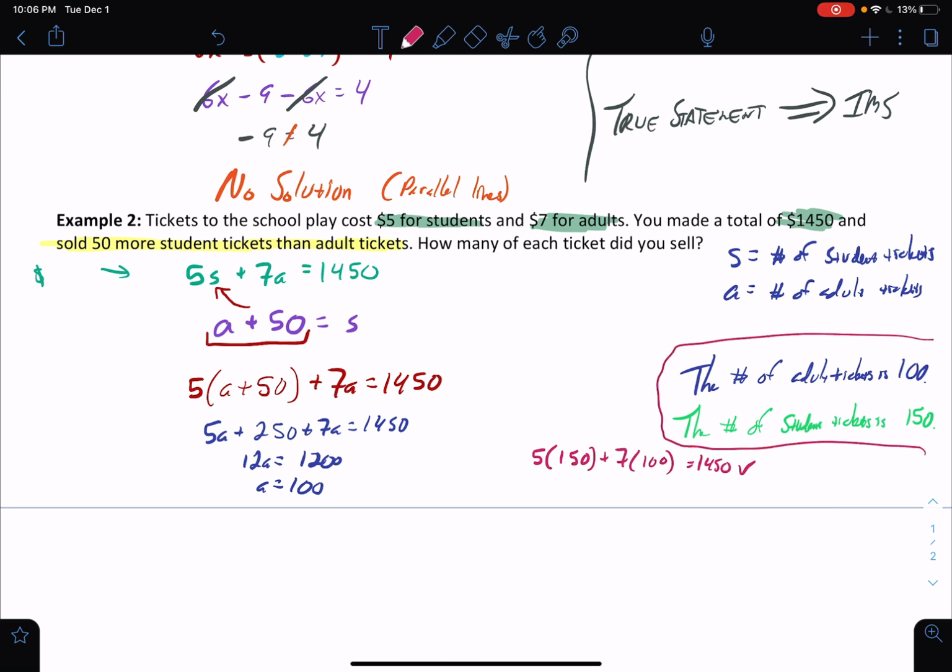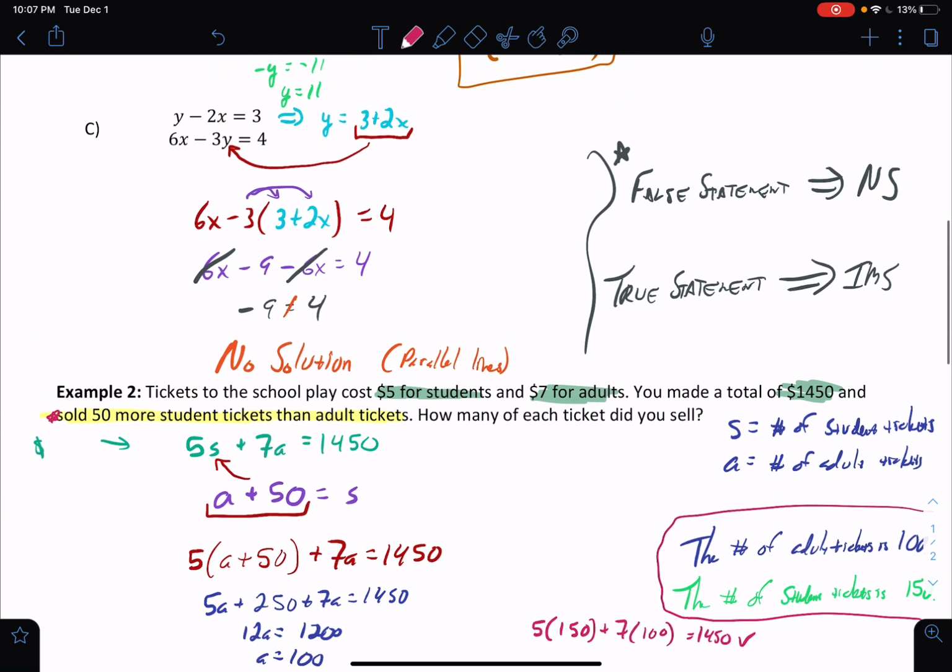So a big thing here is just being able to write the two equations from the word problem, especially being able to translate sentences or phrases like this. Sold 50 more student tickets than adult tickets. Making sure your variables are in the right place. So do what I did. Think about some specific situations. If you sold 10 adult tickets, you add 50 to that to get student tickets. So if you sold A amount of adult tickets, A plus 50 equals S. Think about specifics and then work your way to the general equation of A plus 50 equals S. Okay? So that is solving by substitution.